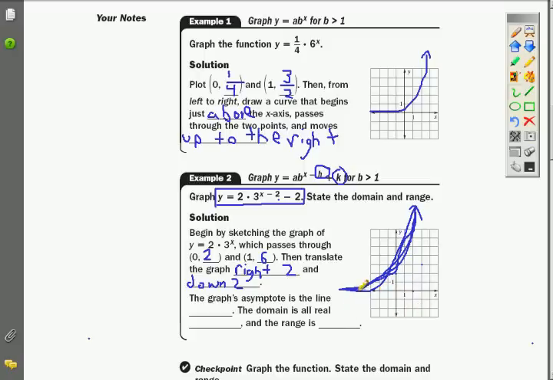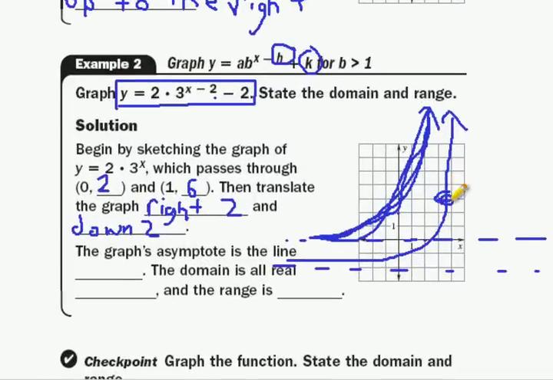And remember my asymptote right here? I had this asymptote that went across right here, that line that I got close to but didn't touch. It also moved down 2, because the whole thing shifted down 2. So my new graph is going to look like that, through those 2 points, if I make my point big enough.